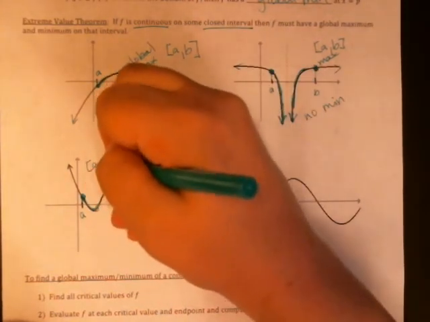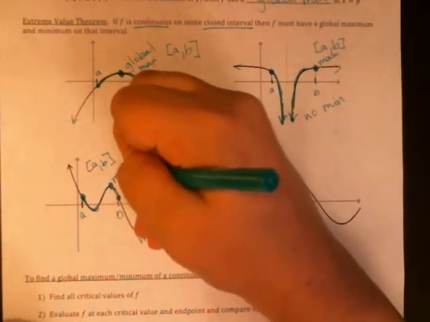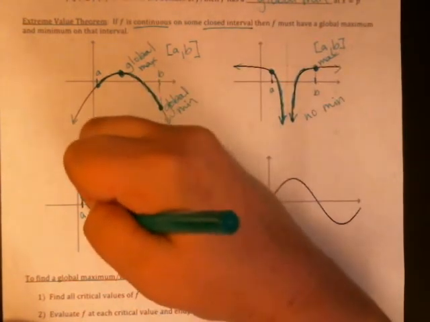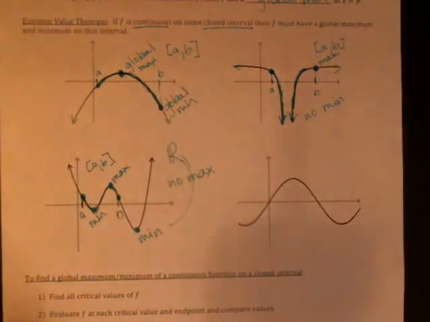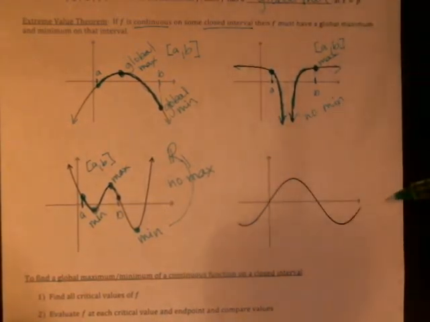So this is for A, B. Now I have my maximum right here and my minimum right here. So depending how you set these intervals, it will change your answer. Okay, last one. This is supposed to look like a sine wave.